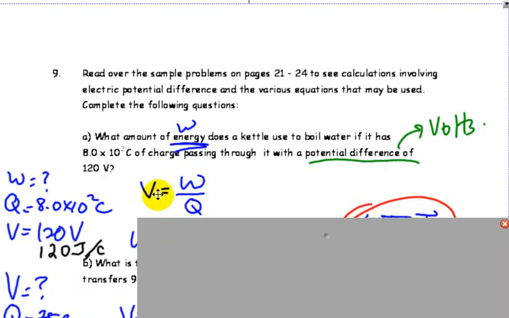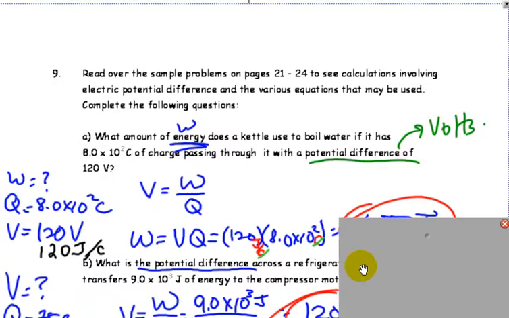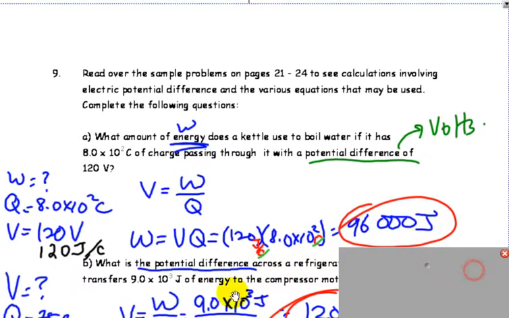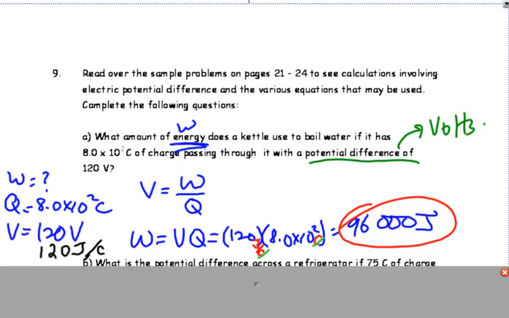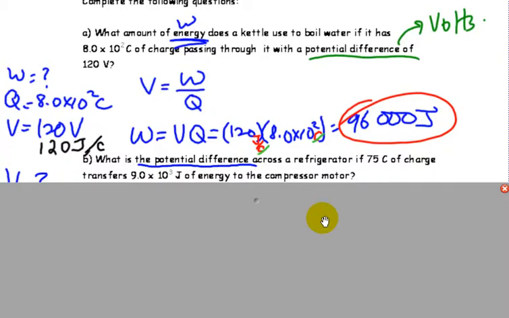So of course here's my relationship, V is equal to W over Q. If I rearrange it for W by multiplying each side by Q, I get that. Now it would be beneficial to, instead of referring to electric potential difference as volts, convert it back to joules per coulomb, because the units will work out nice. 120 joules per coulomb times 8.0 times 10 to the 2 coulombs. Coulombs cancel, and I'm left with joules as my final unit for work. 96,000 joules.